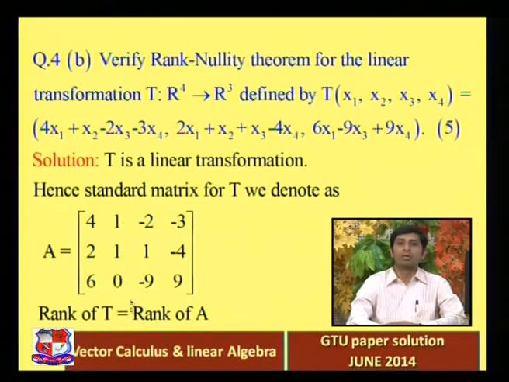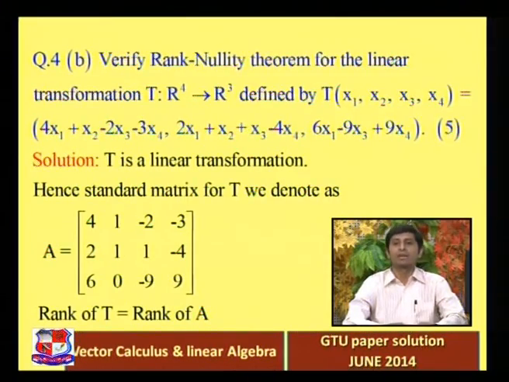So here we have 4 columns, that is clear. And we want to prove that rank of transformation T plus nullity of transformation T is equal to 4. That we have to prove. So let's go one by one. First of all we find rank of transformation T, and then we find nullity of transformation T.